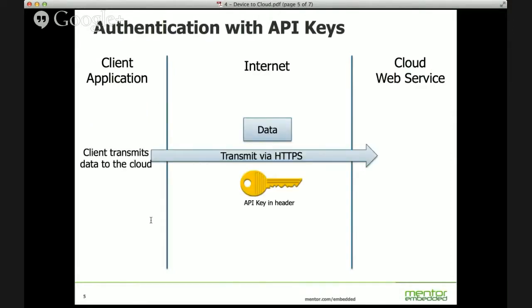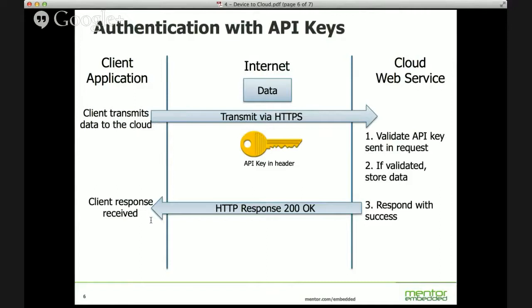So you always end up transmitting, in this use case, via HTTPS. And HTTPS is key versus HTTP because the data that you're sending out, people can't see what's inside of it. So the client transmits the data. There's the API key, which is stored in an HTTP header. And on the cloud side, the very first thing that you do is validate that API key. And if it's validated, then you can store the data or do whatever that specific web service is trying to do, like read or store.